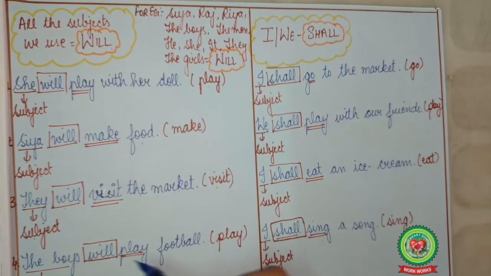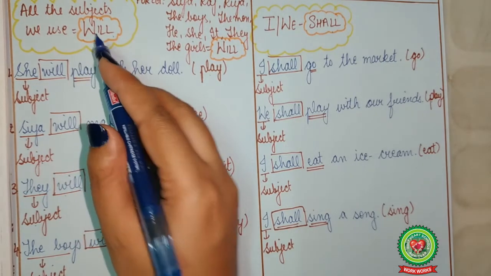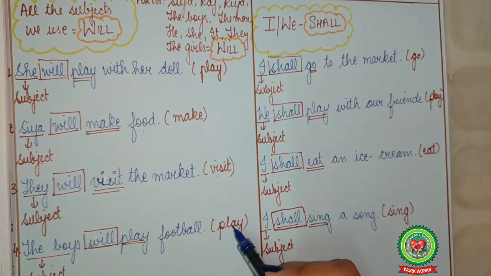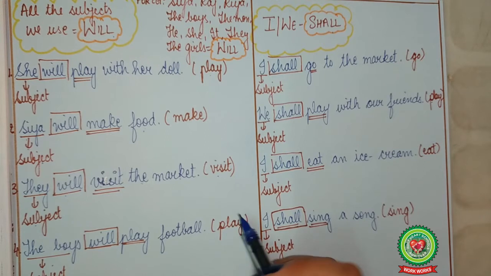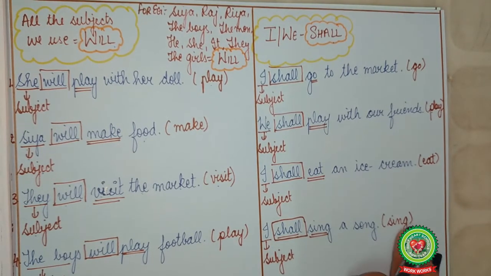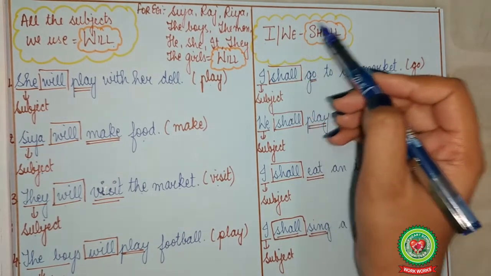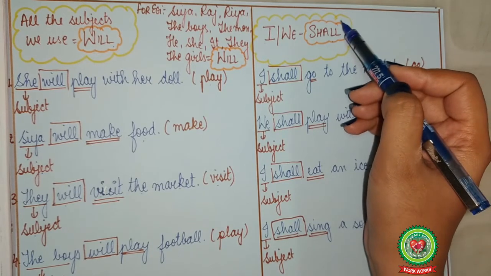The boys dash football and the verb is play. Who, the boys, so subject. With the boys we will always use will. Play is the present form of verb. So the answer is the boys will play football. Now here is an exception too. With I and with we will always use shall.